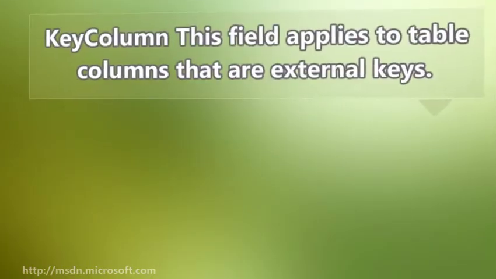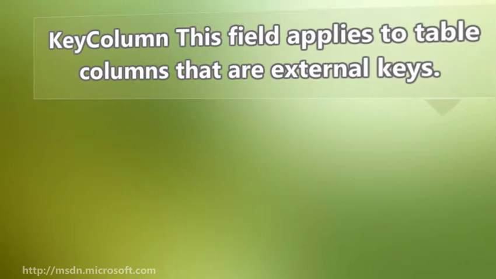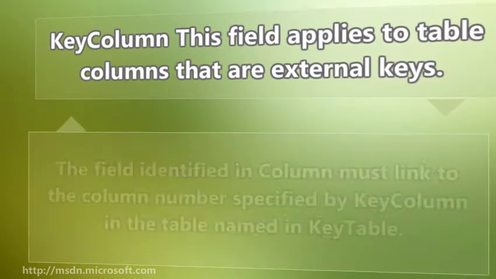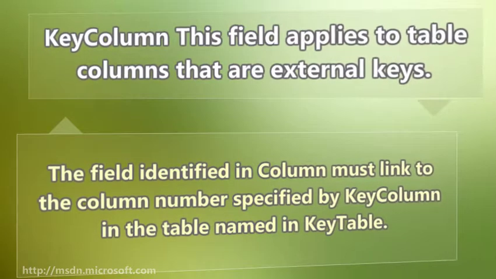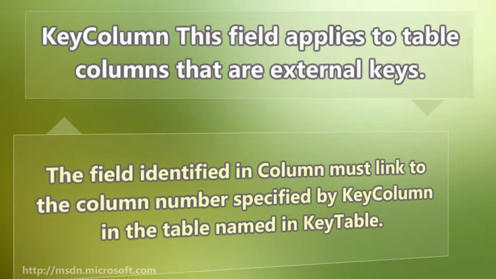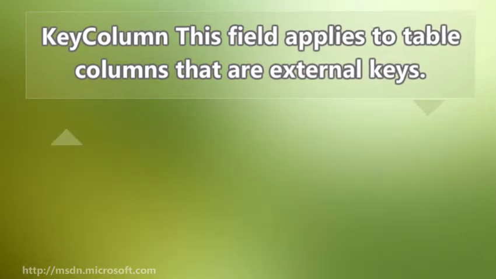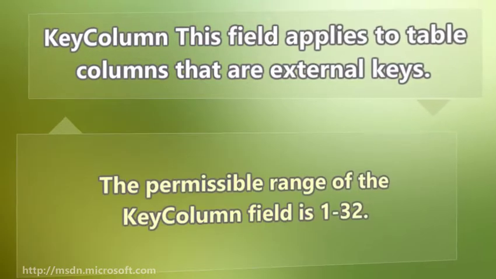KeyColumn: this field applies to table columns that are external keys. The field identified in Column must link to the column number specified by KeyColumn in the table named in KeyTable. The permissible range of the KeyColumn field is 1 to 32.